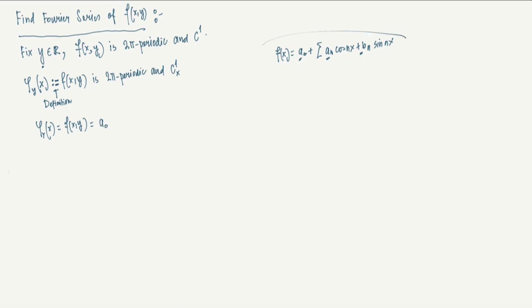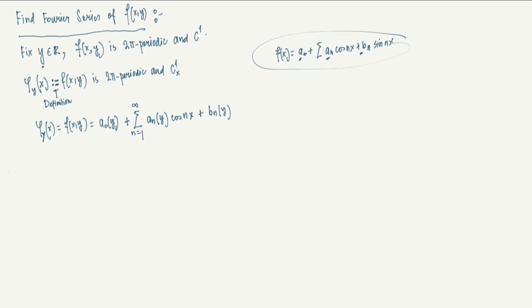Now this is just a function of one variable. If I want to put it here, this a naught which I am writing should depend on y, because this is for one fixed y. So if I am running y, that a naught will change according to y. So a naught is a function of y in this case. So we'll write it like this, plus summation n equals 1 to infinity. Now this a n will again be a function of y, not a function of x, remember, because we are talking about the Fourier series with respect to x. So a n of y cosine nx, plus b n of y.